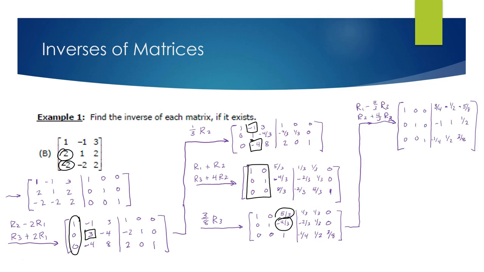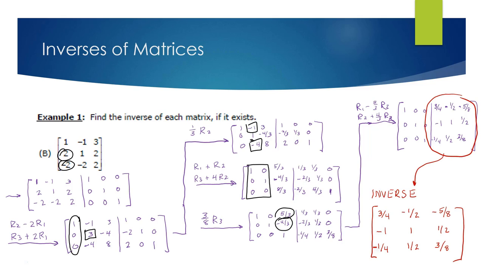When I do that, the top row becomes 3/4, negative 1/2, negative 5/8. The middle row becomes negative 1, 1, 1/2. The bottom row, of course, was finished in a previous step. So that would be the inverse of the matrix. The inverse of this matrix would be this matrix right here. I'm not going to read it all. You can see it, but that's how you would have to write it.